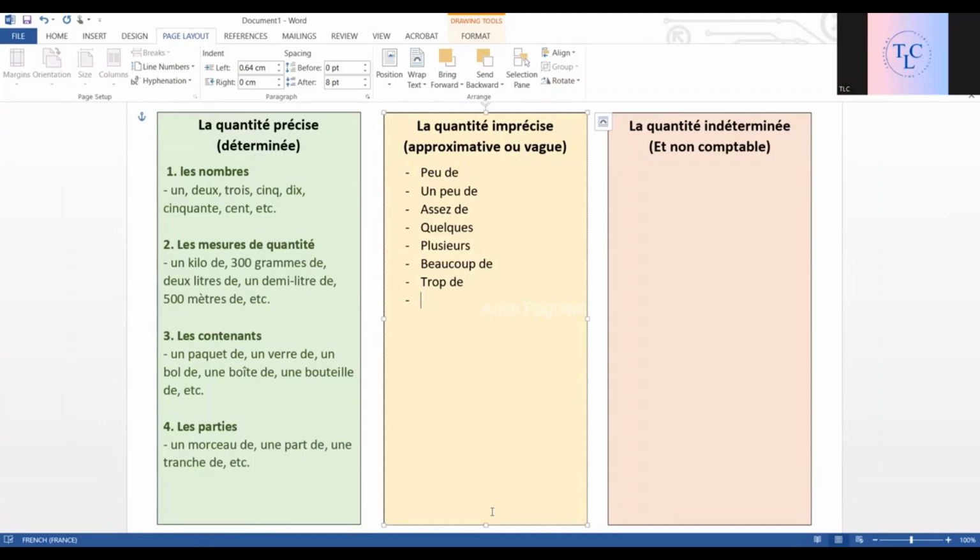Then we also have tout, or tous, toute, toutes. So the whole quantity, or all, or every. That is tout, toute, tous. So if you want to say, we can use it like this: tout le monde. You've already learned this one, but yes, tout le monde, everyone, toute la journée, the whole day.